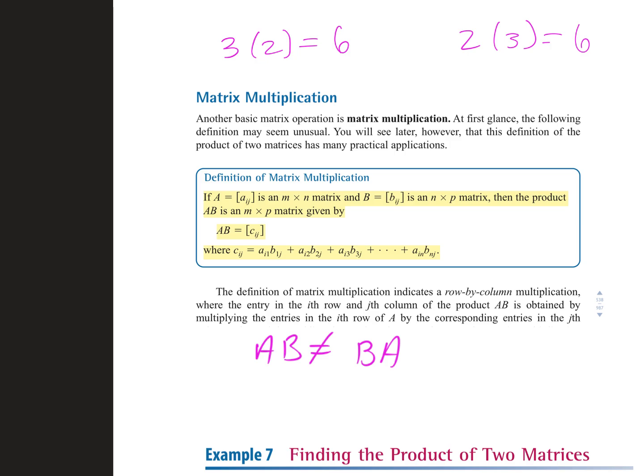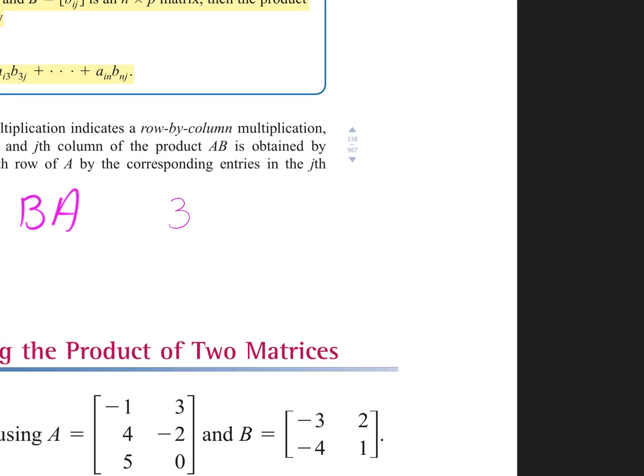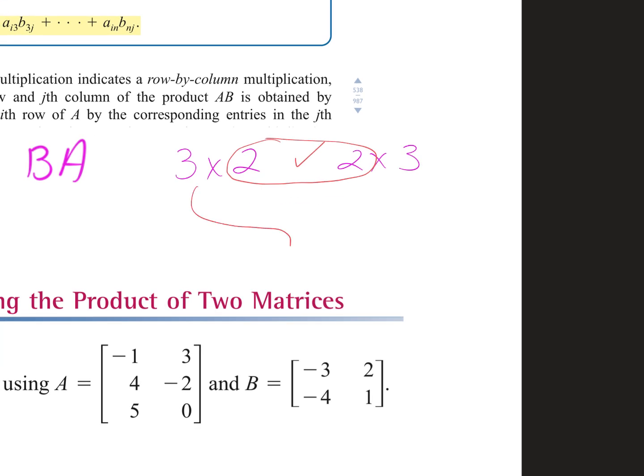The reason why is that with addition and subtraction, your dimensions have to be the same. When you are multiplying, the dimensions in the middle have to be the same. So in order for something to be able to be multiplied, you write out the dimensions. If the middle 2 numbers are the same, yes, you can perform the multiplication, and the outside numbers are the structure of your answer. Meaning, if you were multiplying a 3 by 2 by a 2 by 3, yes, since the middle numbers are the same, you can multiply them. Your answer would be a 3 by 3.